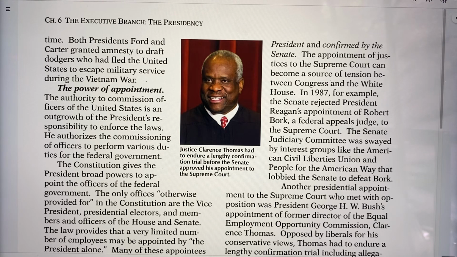The Vice President is already provided for. The presidential electors are already provided for by the Constitution, and the members of the House and the Senate, the senators, they're already provided for by the Constitution. But the government can appoint others, and this includes quite a lot of different people. The president can pick his staff in the White House, but most of these appointments are under the Senate too. The Senate has to give consent.